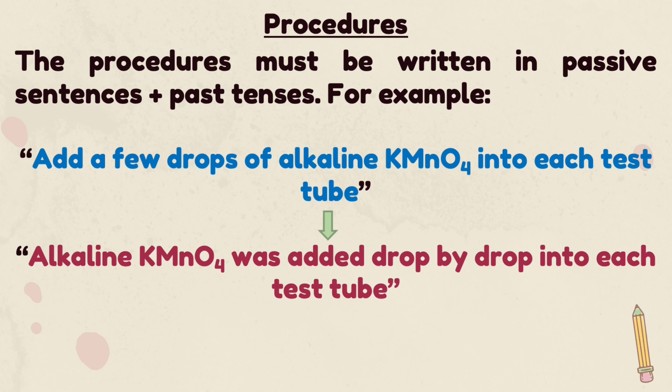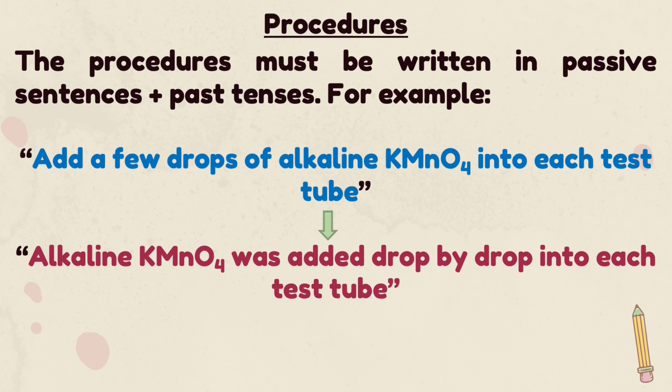So for example, kalau active sentence dalam lab manual, add a few drops of alkaline KMnO4 into each test tube. If I convert into a passive sentence and past tense, apa yang saya boleh buat adalah alkaline KMnO4 was added drop by drop into each test tube. Remember that procedure must be passive and past tense. Sebab procedure ni kalau kita tulis lab report after awak buat eksperimen. Sebab tu kita kena buat dalam past tense.